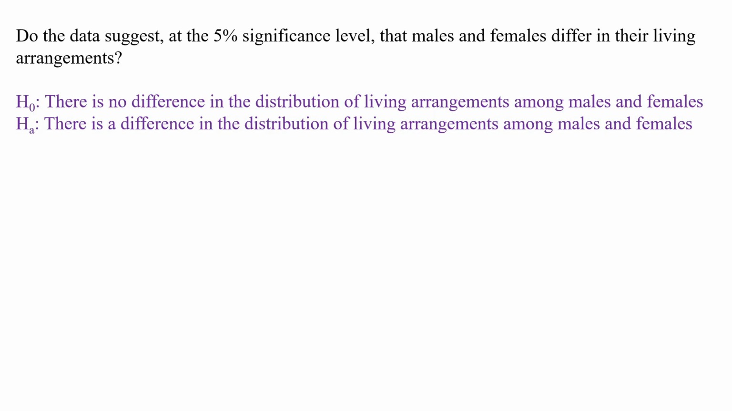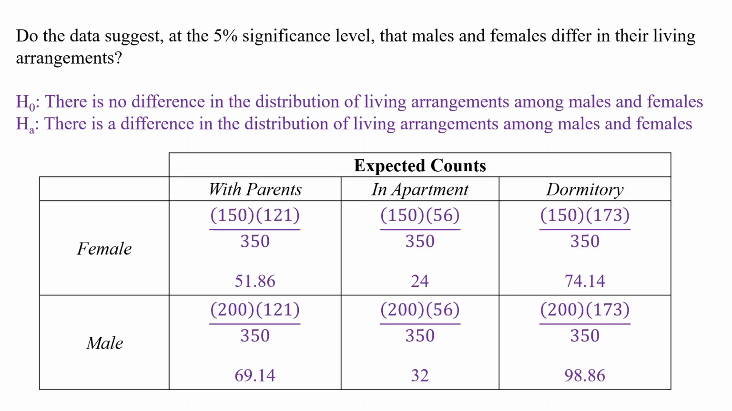So let's write it down here in the space. The null is that there's no difference in the distribution of living arrangements among males and females. And our alternative is that there is a difference in the distribution of living arrangements among males and females. So we always want to put context to those hypotheses, but it is going to be just a subtle change of there is no difference and there is a difference.